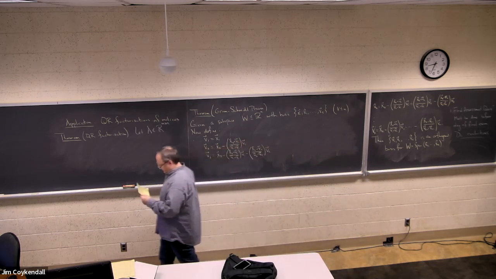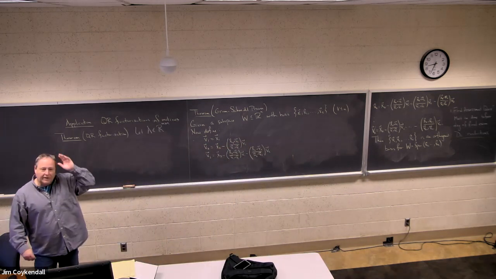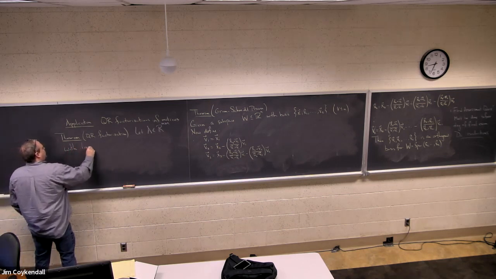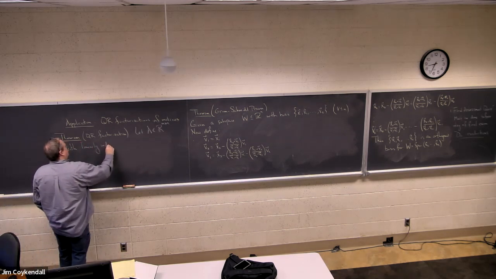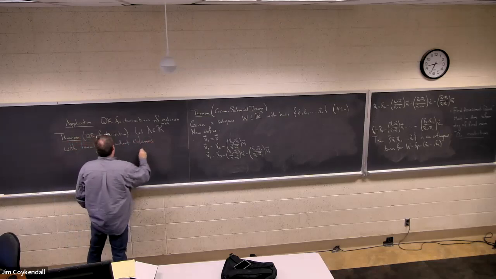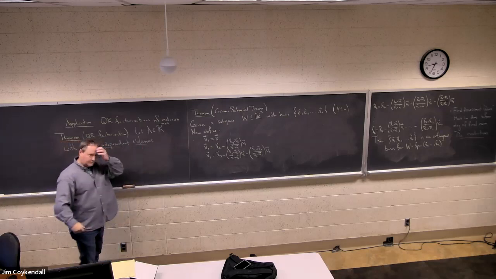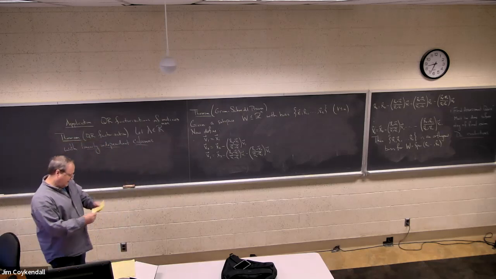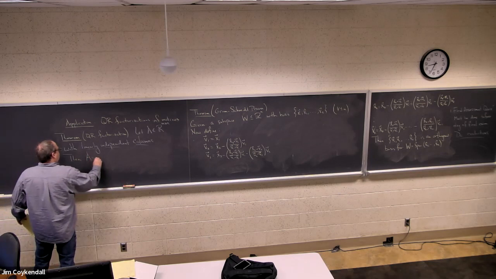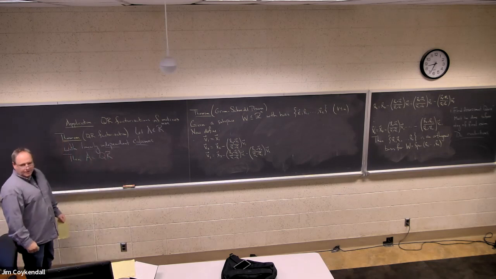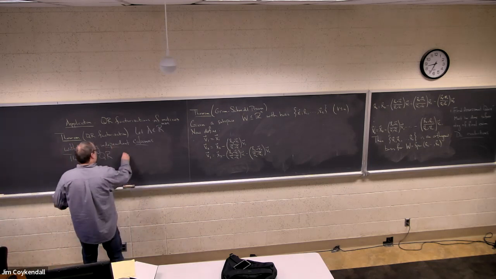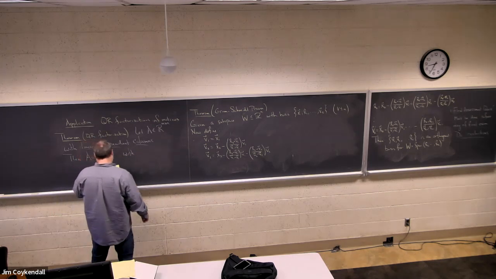Any rectangular matrix. But here's the caveat. There's a catch. I do need A with linearly independent columns. Then A can be written in this form. It's the QR factorization. But let me tell you what Q and R are, starting with Q.